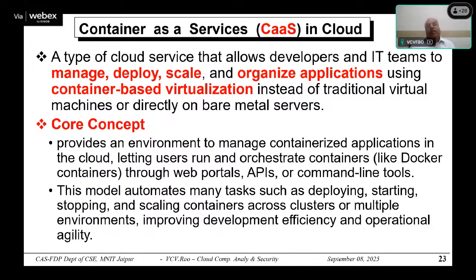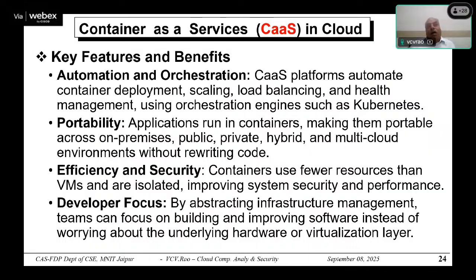What are the key features? All the platforms automate container deployment, scaling, load balancing, and health management, with orchestration engines such as Kubernetes. Portability is also another important aspect, making them portable on premises, that means your local systems, along with efficiency and scalability. So what is important? The developer is abstracted from the infrastructure; you need to know it, build software on those layers, and deploy.